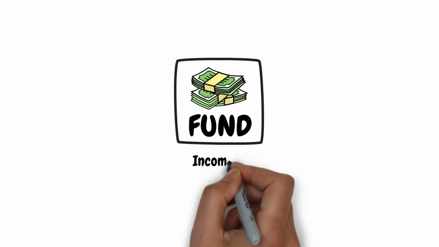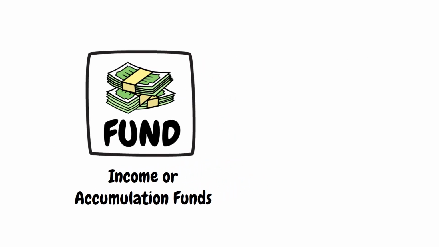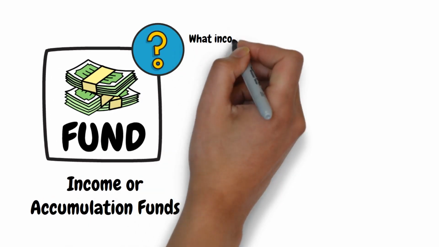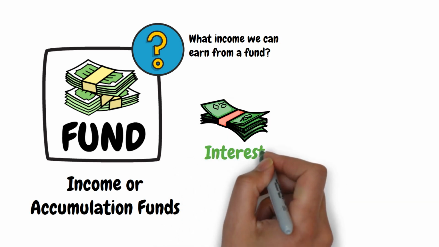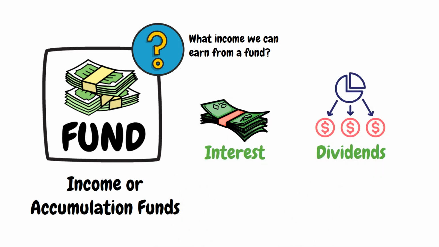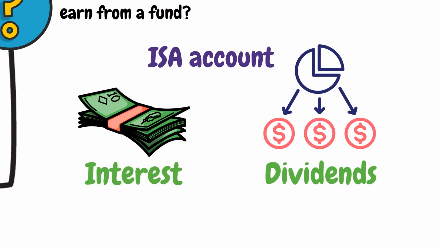Many funds are either income or accumulation funds. For us to first understand this, we first need to understand what income we can earn from a fund. The two types of income are interest and dividends. This is significant if you hold your funds in a non-tax efficient account, like an ISA or SIPP account, as you may be liable for a different amount of tax on both. We will cover more on tax in another video.